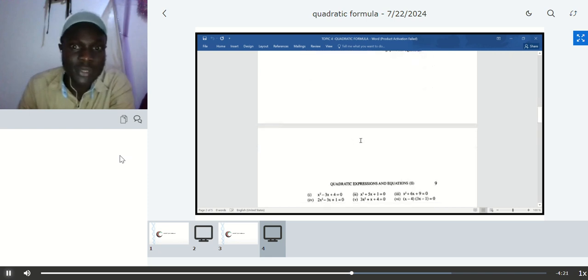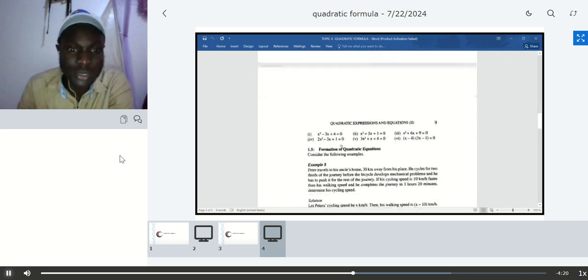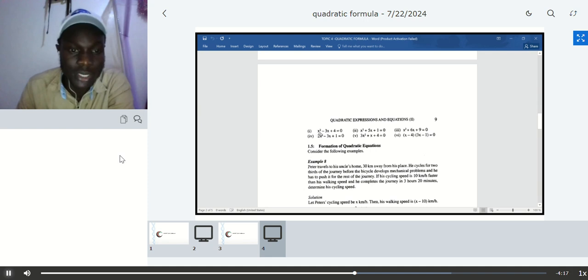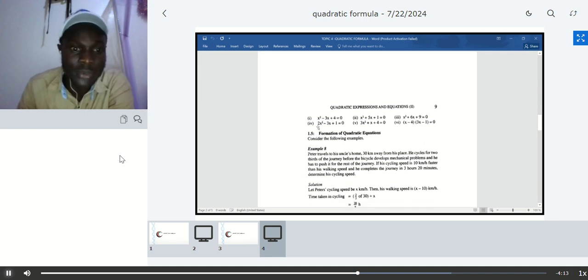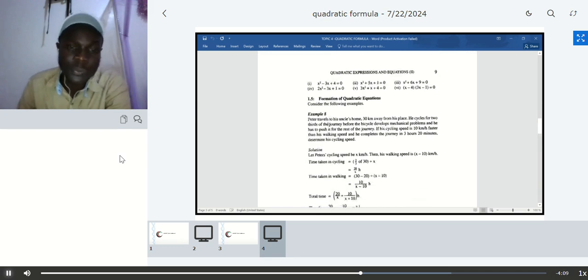Determine the nature of the roots of the following quadratic equations. We have some questions here. x squared minus 3x plus 4 is equal to 0. 2x squared minus 3x plus 1 is equal to 0.